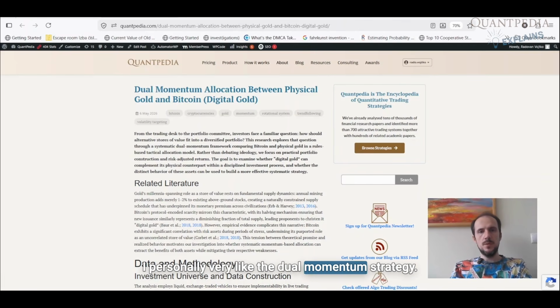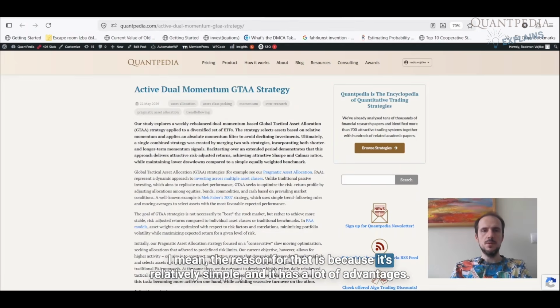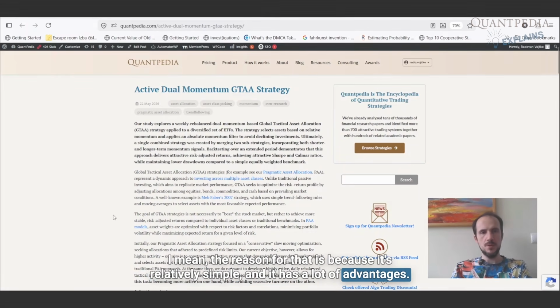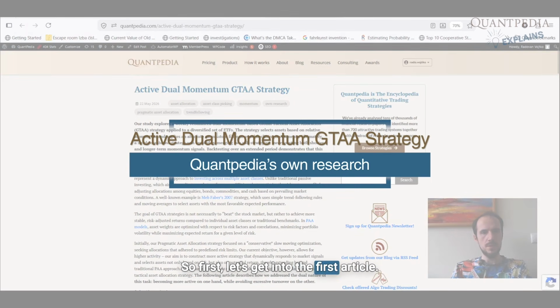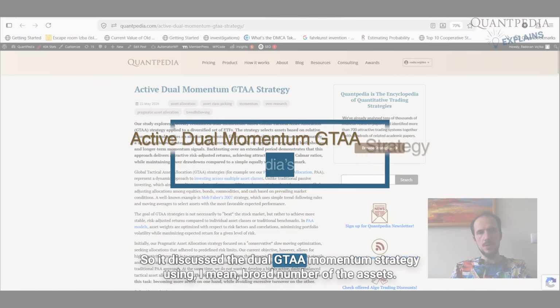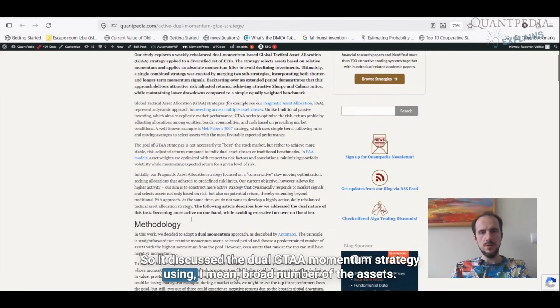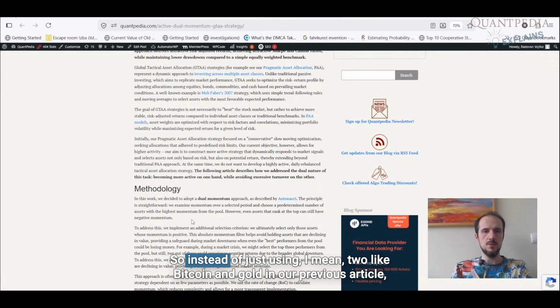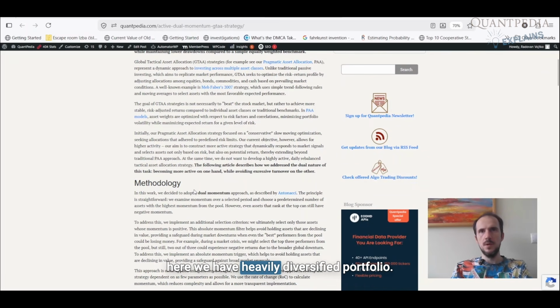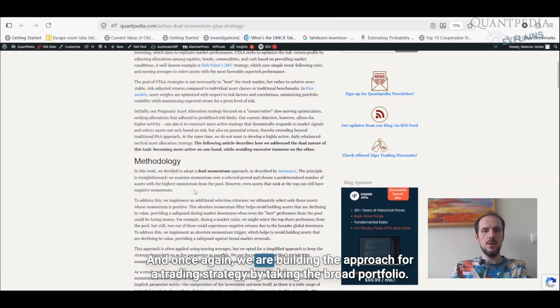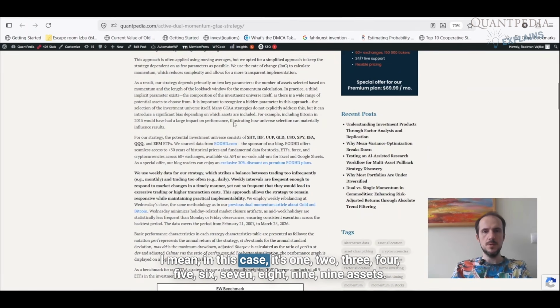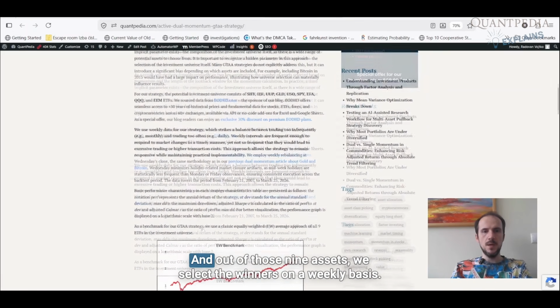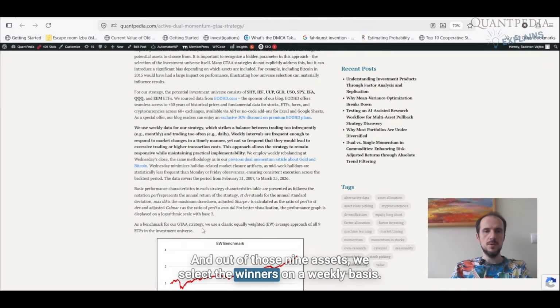I personally like the dual momentum strategy very much. The reason for that is that it's relatively simple and it has a lot of advantages. So first, let's get into the first article. It discussed the dual momentum strategy using a broad number of assets. So instead of just using 2, like Bitcoin and gold in our previous article, here we have a heavily diversified portfolio. And once again, we are building the approach for the trading strategy by taking the broad portfolio. In this case, it's 9 assets, and out of those 9 assets we select the winners on a weekly basis.